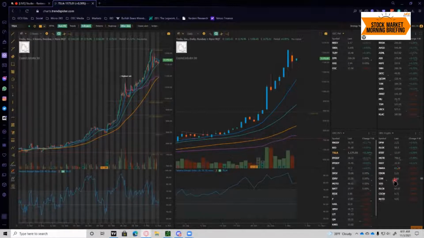Crypto as well, mixed bag. Now, my crypto list is more based on like blockchain than crypto itself, right? Because when I made this list, we didn't necessarily have a crypto ETF or crypto futures the way that we could use TrendSpider for.